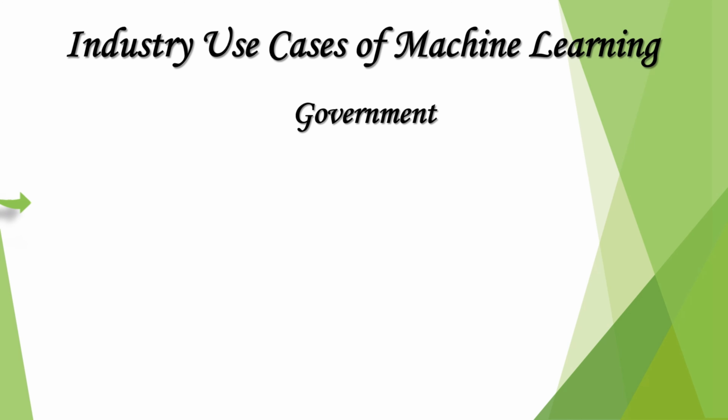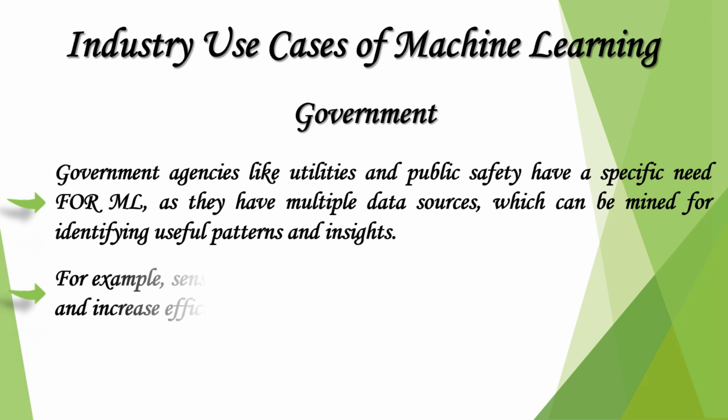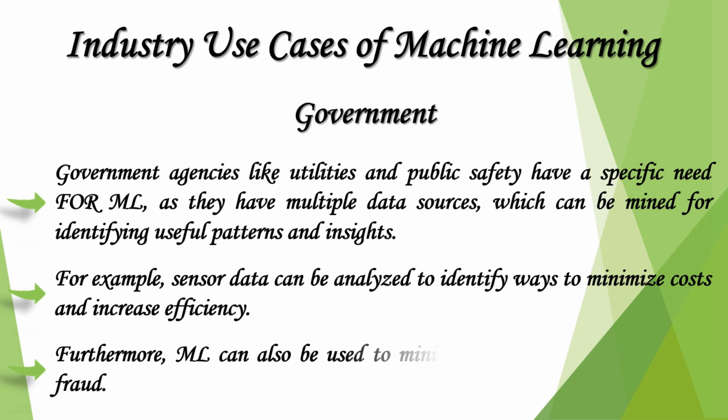Government. Government agencies like utilities and public safety have a specific need for ML, as they have multiple data sources, which can be mined for identifying useful patterns and insights. For example, sensor data can be analyzed to identify ways to minimize costs and increase efficiency. Furthermore, ML can also be used to minimize identity thefts and detect fraud.